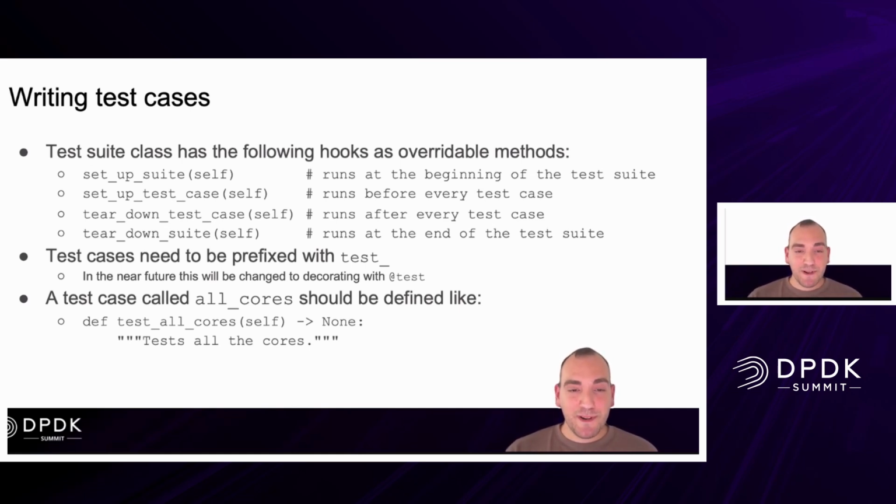Now, test cases need to be prefixed as well with test_, but in the very near future, we're actually changing this, and it won't be a requirement anymore. What will be required is using the decorator test, which will actually have configuration parameters for your test cases as well in the future. For example, if you have an all-cores test case, this is effectively how you need to define it. You also need to specify the types because we are trying to enforce stronger typing through static type checking in DTS as well.